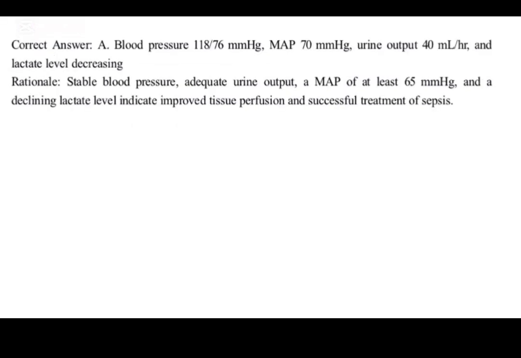Correct answer, A. Blood pressure 118/76 mmHg, MAP 70 mmHg, urine output 40 mL per hour, and lactate level decreasing. Rationale: stable blood pressure, adequate urine output, a MAP of at least 65 mmHg, and a declining lactate level indicate improved tissue perfusion and successful treatment of sepsis.